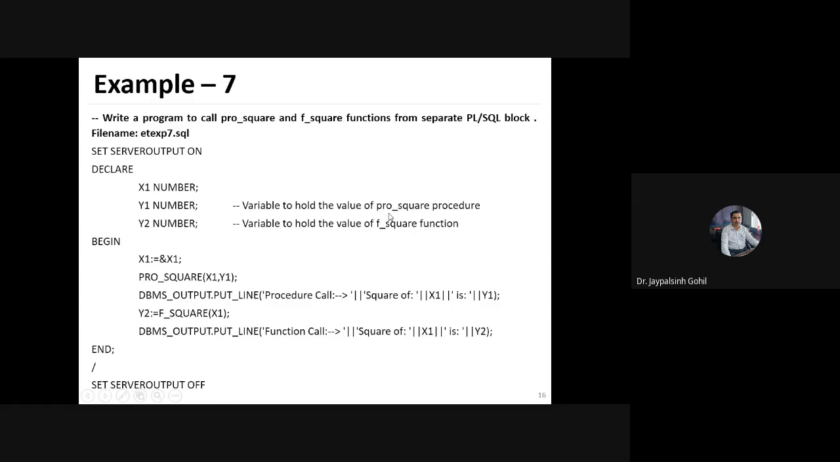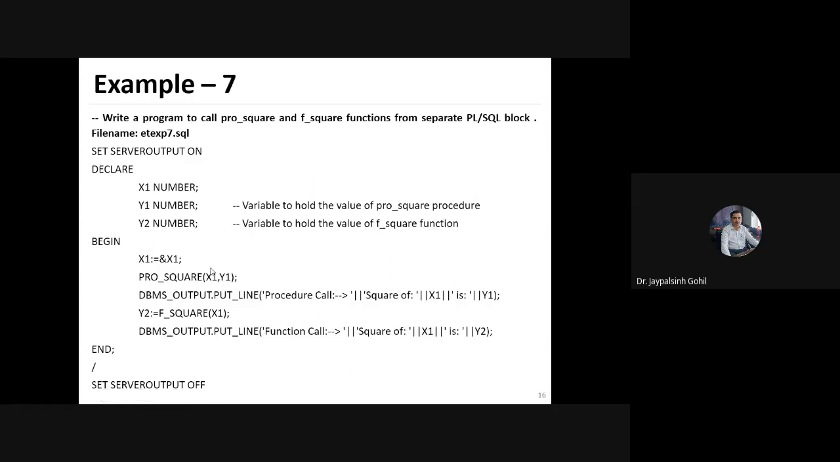We have created one function and procedure, you are aware of that, for calculating the square. So y1 will be the out mode variable from the procedure, and y2 will be the returned variable. y2 will store the value which will be returned by our function f square, right? And finally we are printing. So first we are taking the value from the user. That same value we will provide as an in mode argument. And second, we are providing a variable name which will hold either the procedure value or the function value.